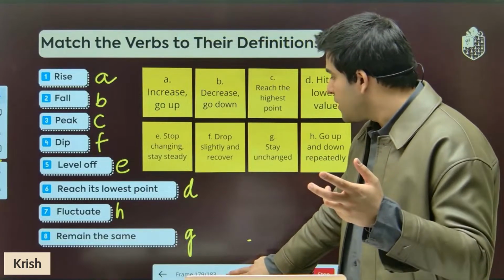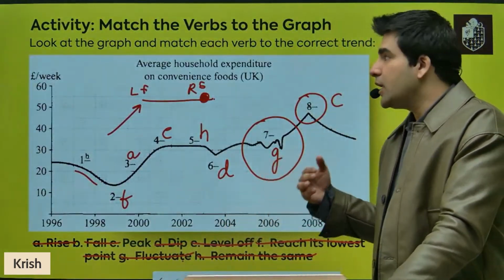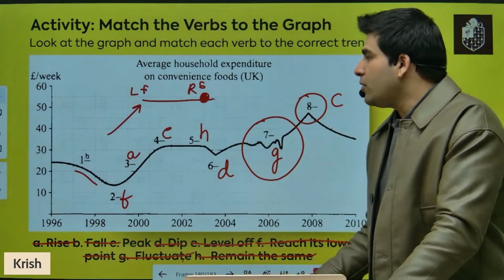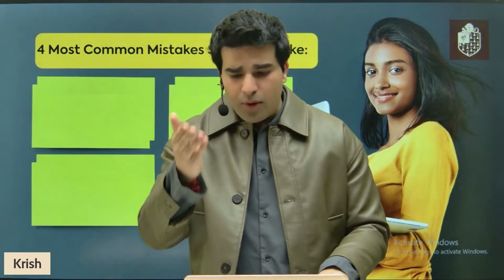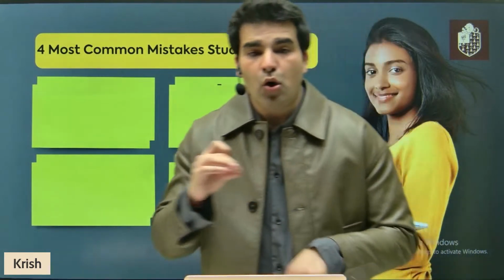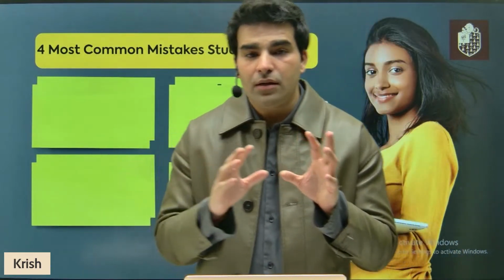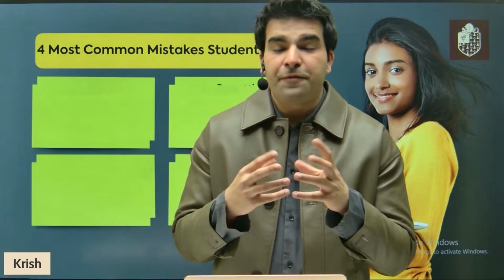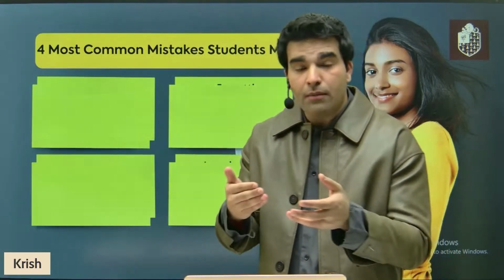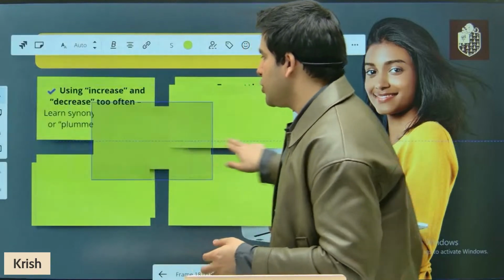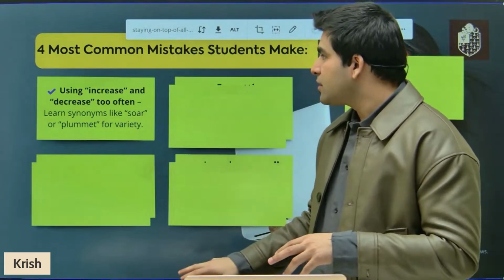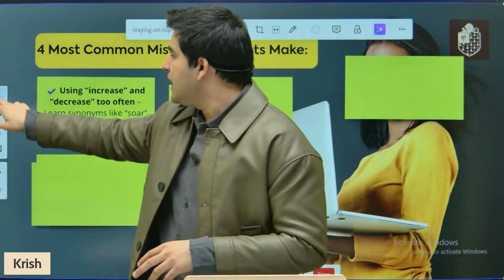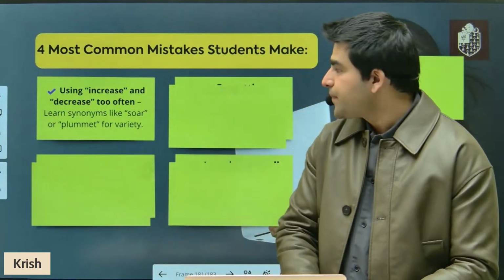Here we go. So we understood this with the help of an activity, looking at the graph. Now, I'm going to share with you the 4 most common mistakes people make. You've spoken about a few of them already, and I 100% agree. Having taught this for 15 years, I feel there are a few predominant ones that come up a lot more than the others. The first one is, have a look. When people use 2 words very commonly, increase and decrease.